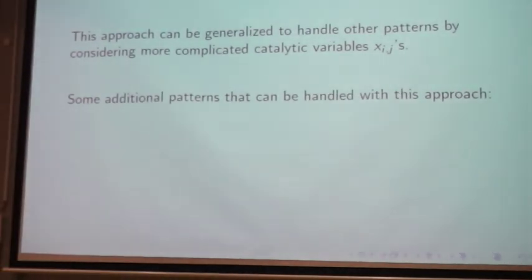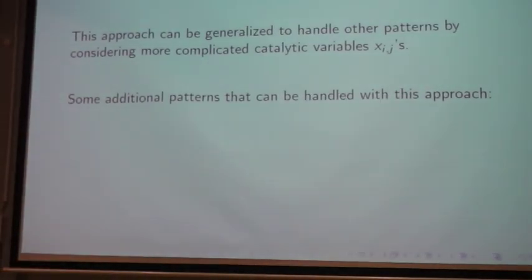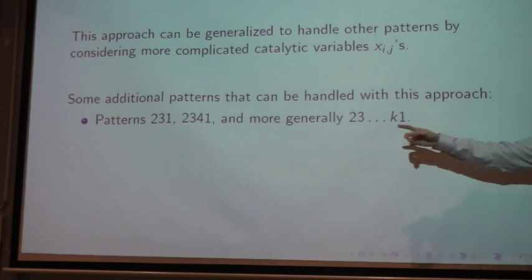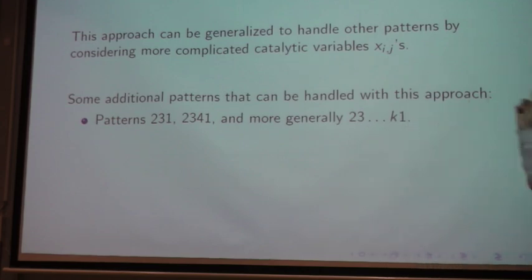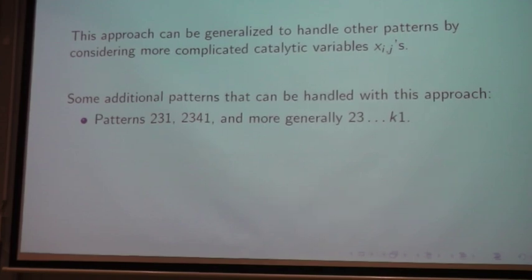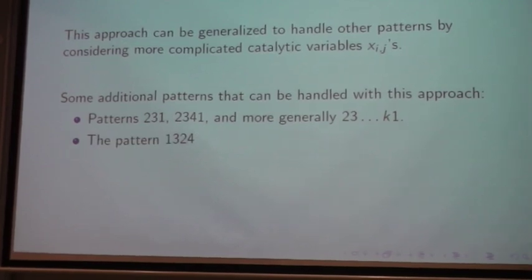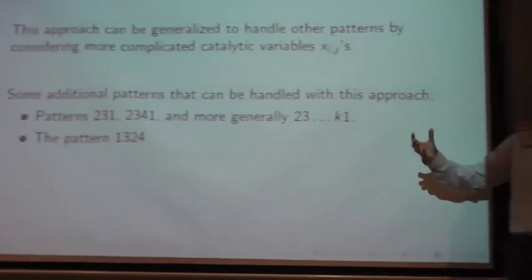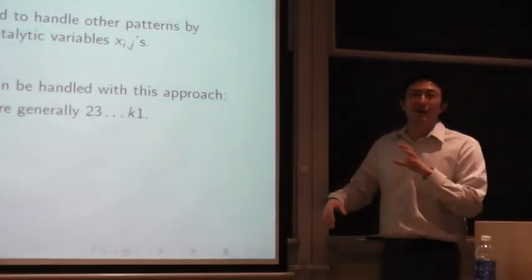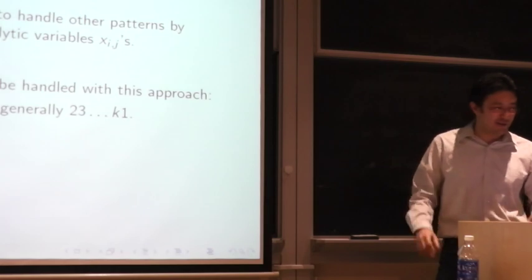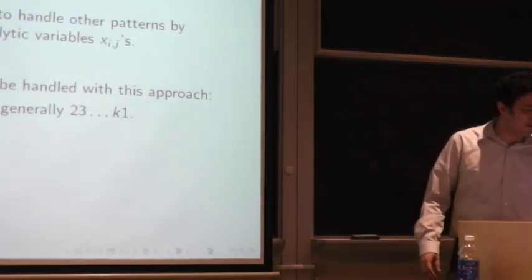Some additional patterns that you can handle with this more general approach: first is the patterns 231, 2341, and more generally the increasing 2 through k followed by 1 pattern. One nice additional extension you can get with this approach is the pattern 1324, which even for the avoidance case was a very, very difficult one. I cannot get 1,000 terms, but the approach does generate some interesting results.